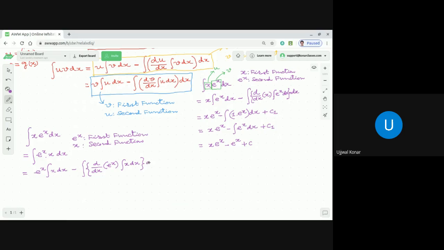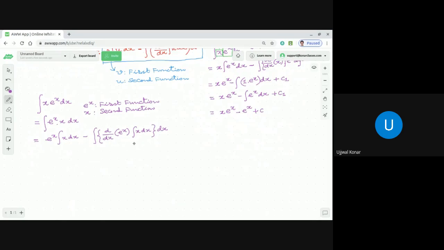Herman, Sagnik, Devanshu, Srijita, Disha, all of you are able to follow it? Yes, sir. Okay. Then what we are going to get, e power x, what is the integration of x dx? It is x square by 2. That is x square into e power x by 2 minus integration. It is e power x, ddx of e power x is e power x. And integration of x dx is equal to x square by 2 dx. Correct or not? Plus one integrating constant, let's say it is C2.